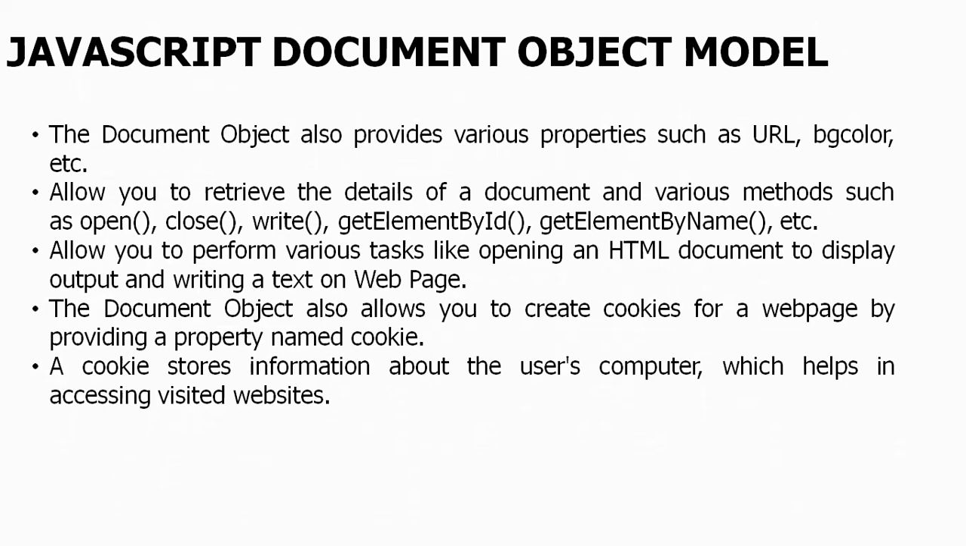You understand what a cookie is? In the document object model, one of the attributes is used to make cookies. The document object allows you to create cookies for a web page by providing a property named cookie.